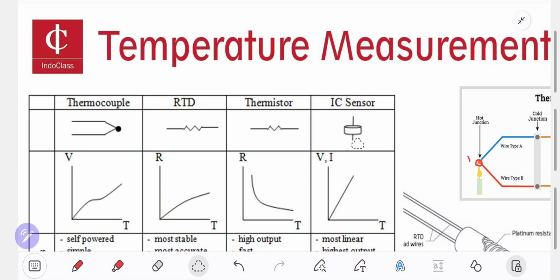IC sensor is a better sensor than the previous sensors. If you see on this curve, the line is linear. If the temperature is high, then the voltage or current is also high. But if the temperature is low, the voltage or current is low as well. If you compare with before, there is no linear line except this IC sensor. You can see this is not linear for thermistor, and for RTD as well not linear, and for thermocouple also not linear, but this line is linear and this curve is better than the previous sensors.